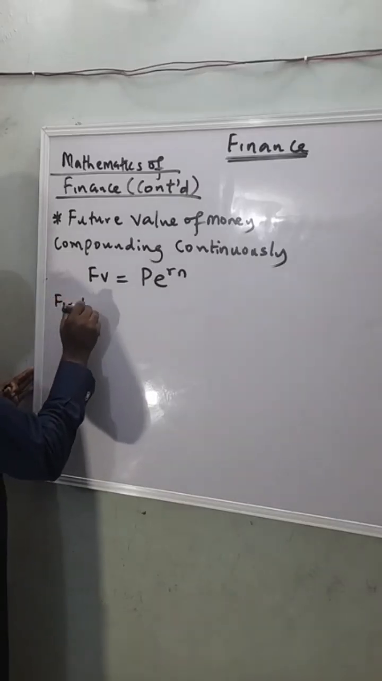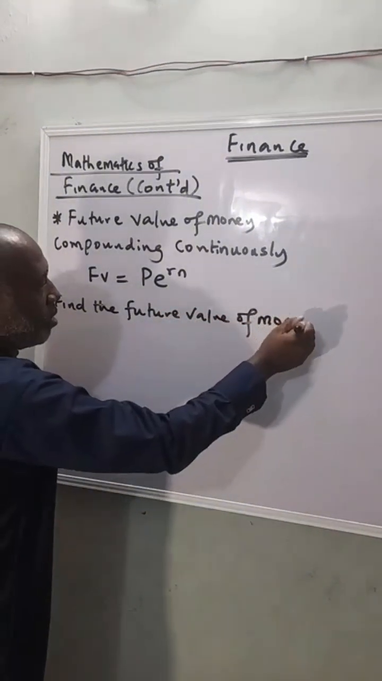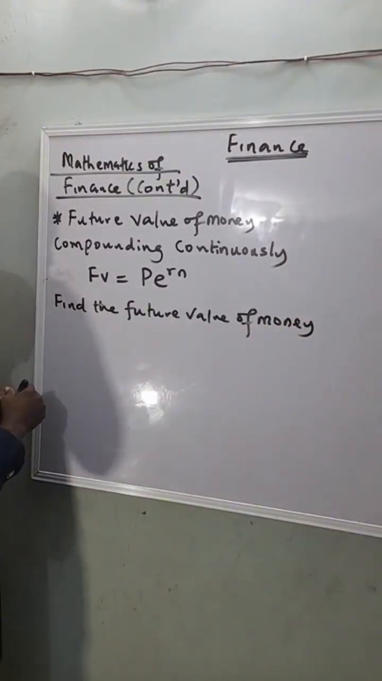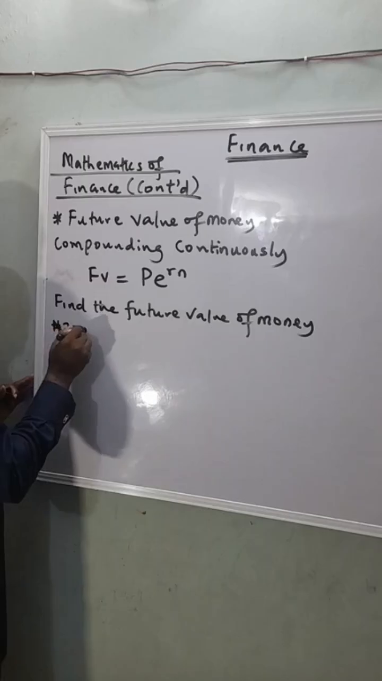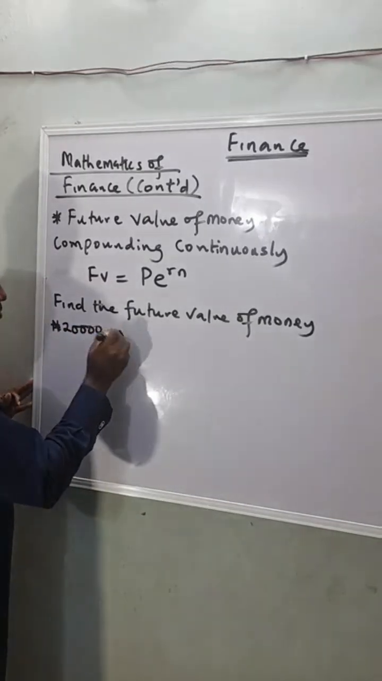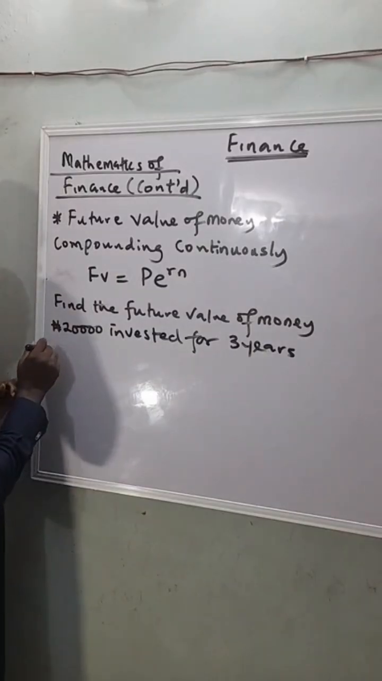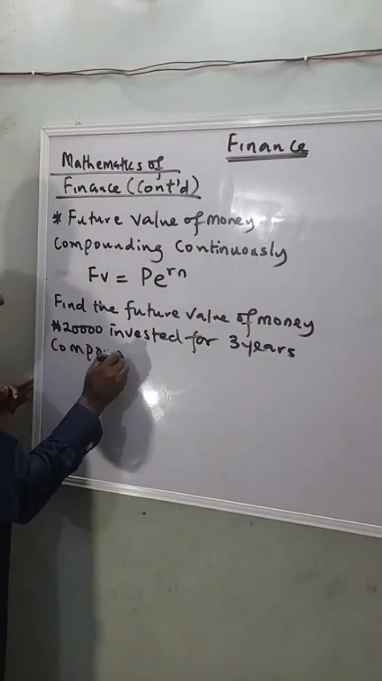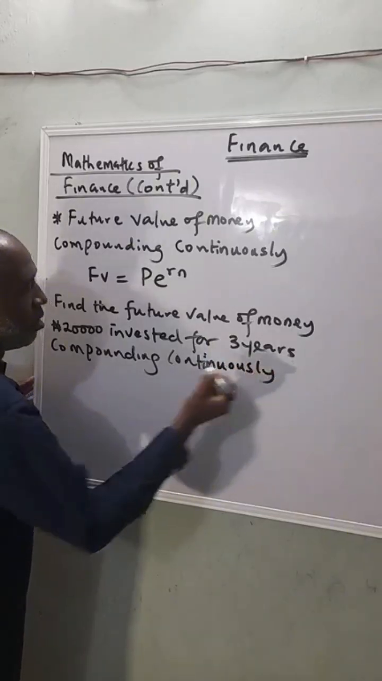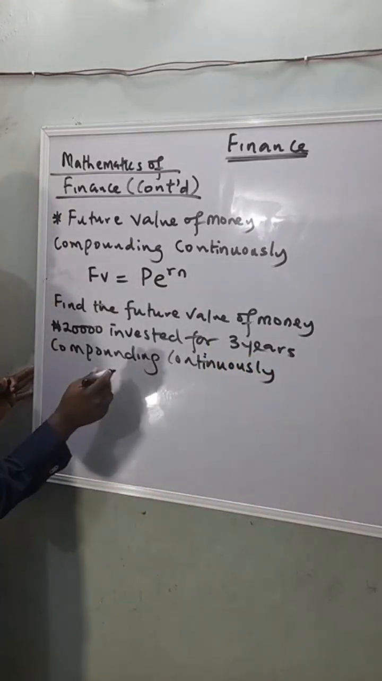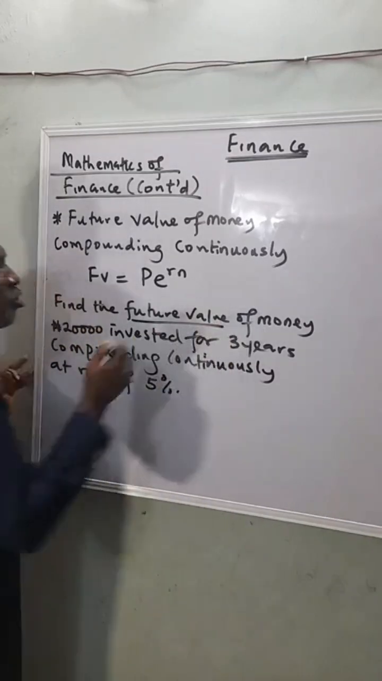If the question says, find the future value of money, maybe 20,000 naira invested for maybe 3 years, compounding continuously at the rate of 5%, you are expected to find the future value of money.